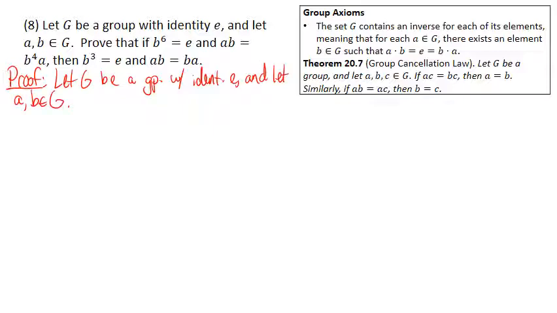Okay, so we're going to prove that if b to the 6th equals e and a times b equals b to the 4th a, then b cubed equals e and ab equals ba. Okay, so I'm doing an if-then statement proof, so I'm going to go ahead and assume the if part. So assume b to the 6th equals e and ab equals b to the 4th a.